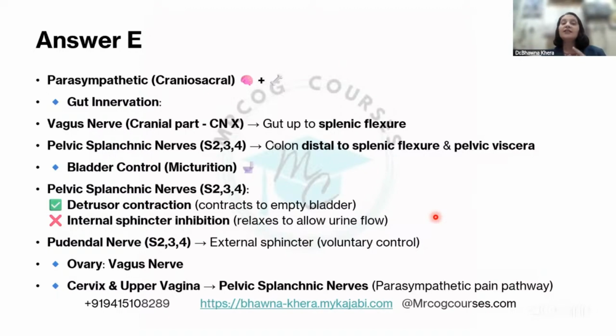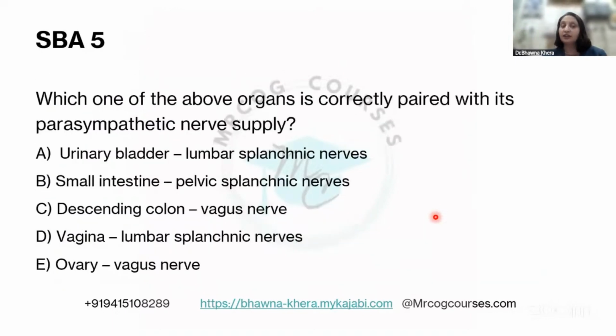Now the ovary has the vagus nerve because the ovary is derived from the segments above. The cervix and the upper vagina are from the pelvic splanchnic nerves. So this is how we can remember. For the parasympathetic, just remember the vagus and the pelvic splanchnic nerves. Now we have seen the urinary bladder should be supplied by the pelvic splanchnic nerves. All the pelvic viscera are supplied by the pelvic splanchnic nerves, so instead of lumbar splanchnic, this should be pelvic splanchnic.